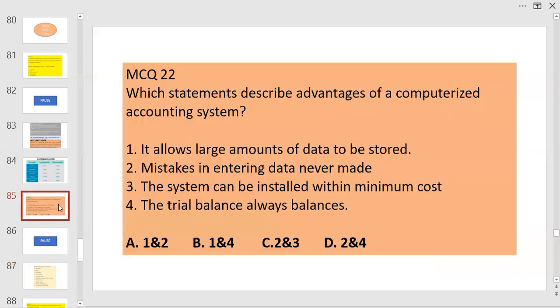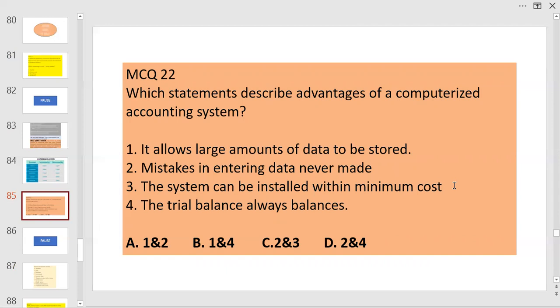But when you enter a wrong entry, if the data is wrong, the output also can be wrong. Garbage in, garbage out. If you put in right information, the output will be right. If you put in wrong information, the output will be wrong as well. So this statement cannot be sustained. Then the next one: the system can be installed at minimum cost, which is not true.